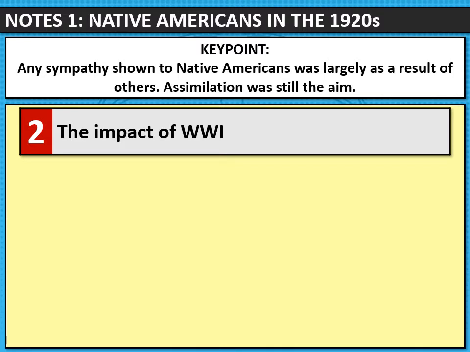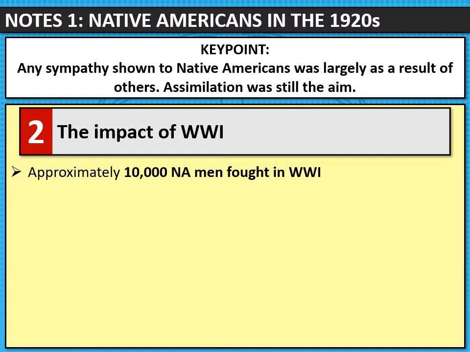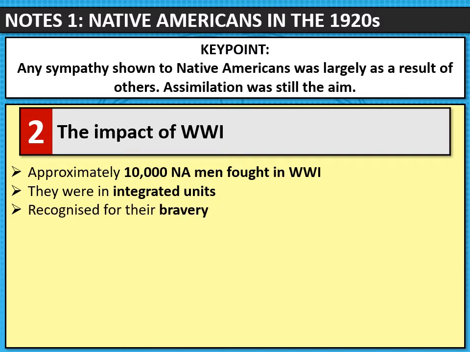Also relevant to the 1920s, although slightly beforehand, is the impact of World War I on the Native American community. Approximately 10,000 Native American men fought in World War I, fighting with distinction. These soldiers were integrated rather than segregated units, and so there was a great deal of interaction between Native American and American men. They were recognised for their bravery and their contribution to World War I, but it wasn't just soldiers that Native Americans provided.